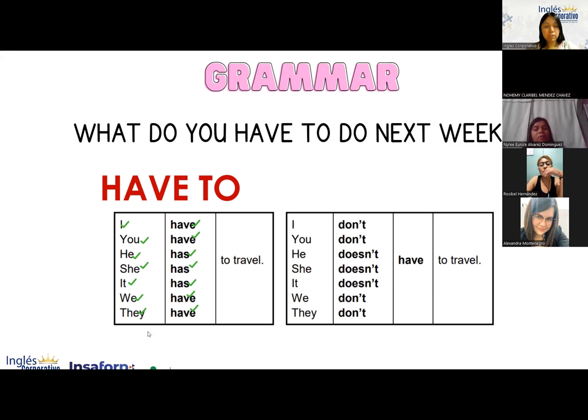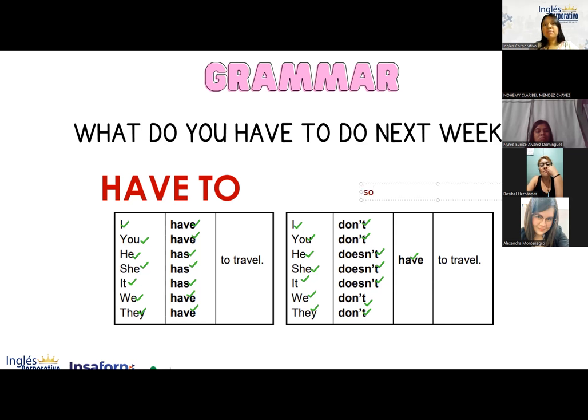Positivo, positive. Now, when it comes to negative, as you can see, we use don't for I, you, we, and they. But for he, she, and it, we use doesn't. So, have is for all of this. Have, porque llevamos el auxiliar, por eso no va a cambiar. En este caso, el verbo have va a ir en su forma base. I don't have to travel. Yo no tengo que viajar. You don't have to travel. Tú no tienes que viajar. He doesn't have to travel. Él no tiene que viajar. And so on.